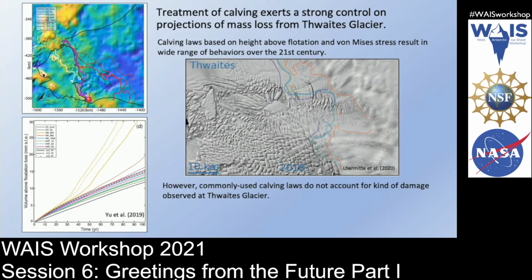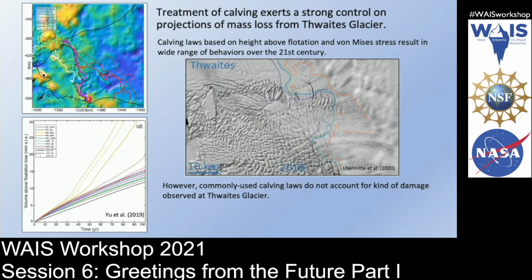Recent work has highlighted the importance of iceberg calving on mass loss projections from Thwaites Glacier over the course of this century. On the left are two figures from a recent study showing these projections of Thwaites Glacier using different calving laws, and these colored curves on the top correspond to the grounding lines at 2100 from these simulations using these different calving laws, and on the bottom are the resultant mass loss time series. And so you can see that what you assume about the calving law really dictates the behavior you get over the course of the century.